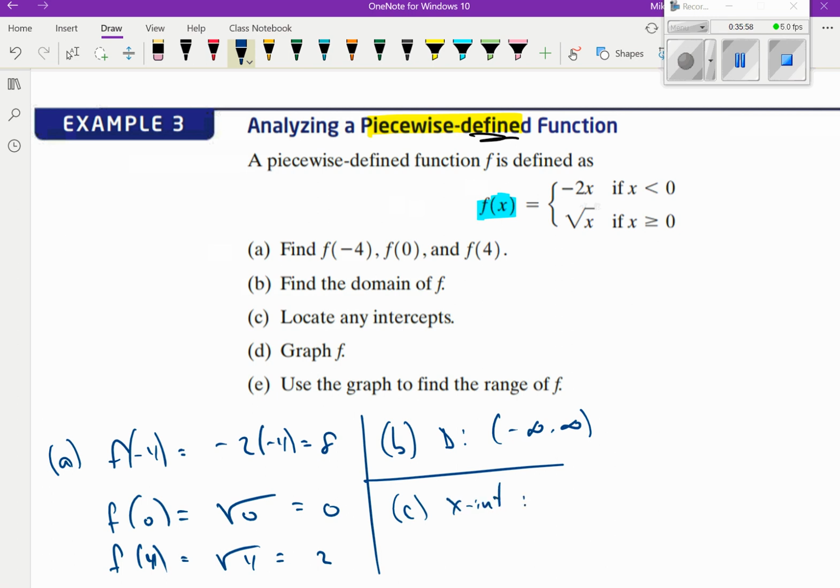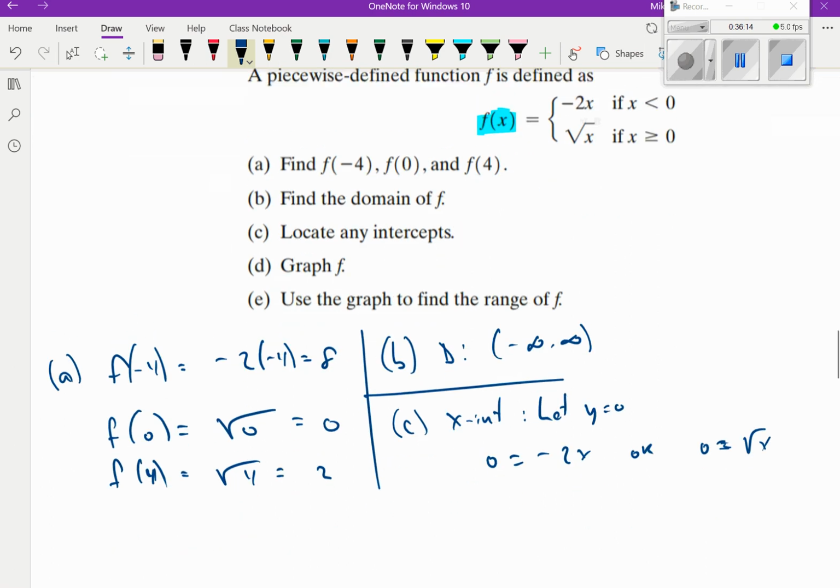So to find the x-intercepts, remember what we do? We let the y value equal 0. So let's see, if I let y equal 0, then I get 0 equals, well, I'm either going to be -2x, or I'm going to be the square root of x. Depends on which one we're taking a look at. So when we look at the x-intercepts, we have to take a look at both scenarios.